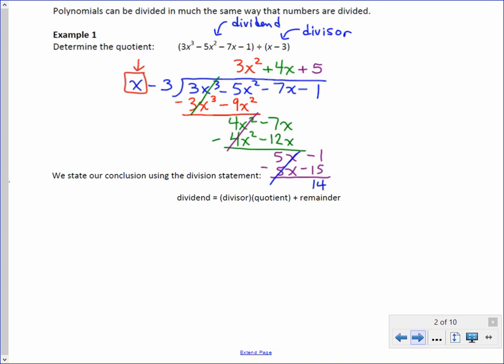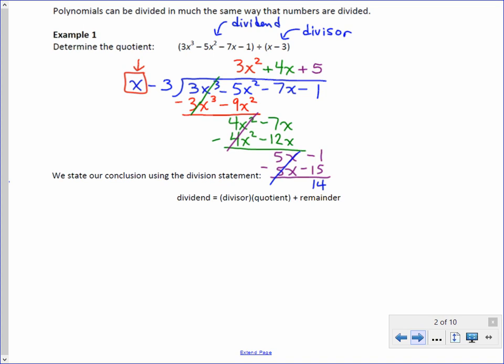Okay? So your quotient is 3x squared plus 4x plus 5. Remainder 14. You have successfully divided the two polynomials. Okay? Now, I'm going to go through that whole process and you can copy with me, okay? I'm going to do it again.